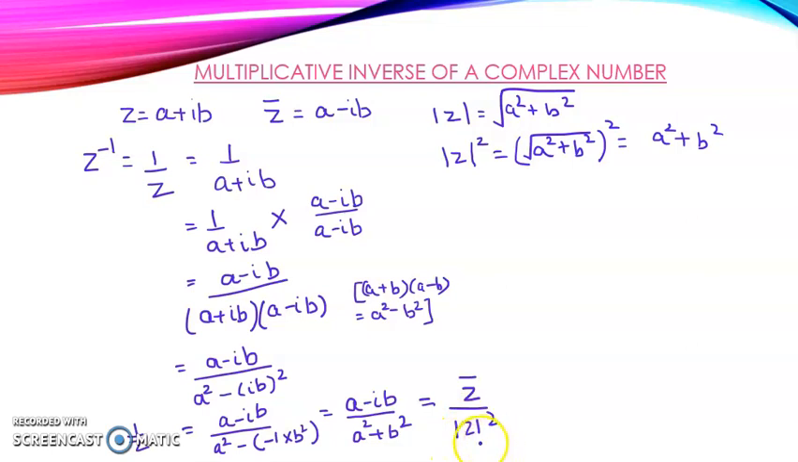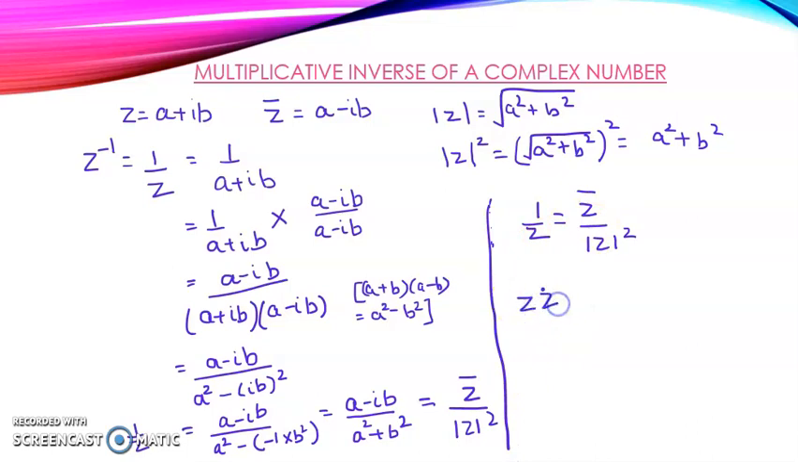Okay, students, are you following? So this relation is very important. 1 upon z is equal to conjugate of z upon mod z whole square. I can rewrite this as, if I multiply this, I will get z into z bar is equal to mod z whole square. This is very important, students. Okay, are you following, students?